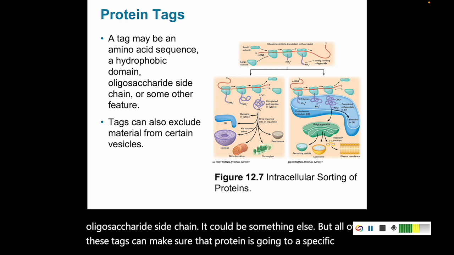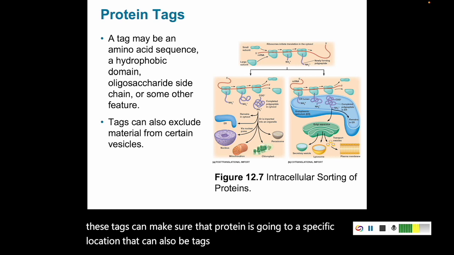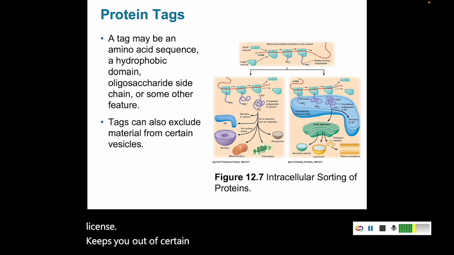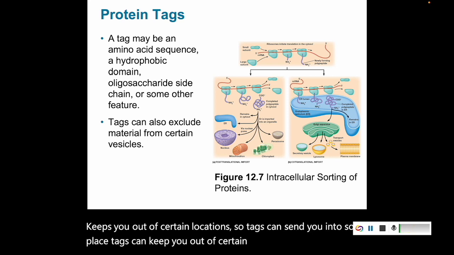But all of these tags can make sure that that protein is going to a specific location. There can also be tags that exclude it or just mark it as you can't get into here, kind of like having an under 21 on your license keeps you out of certain locations. So tags can send you into some place. Tags can keep you out of certain places.